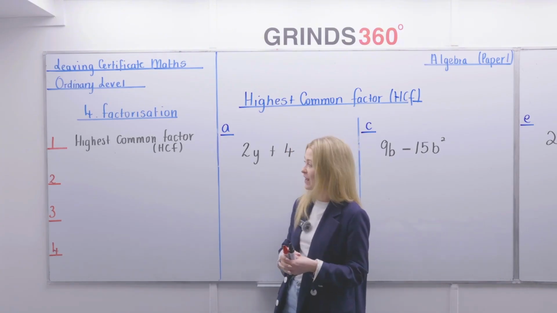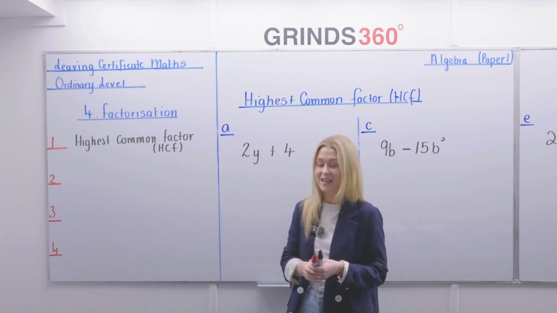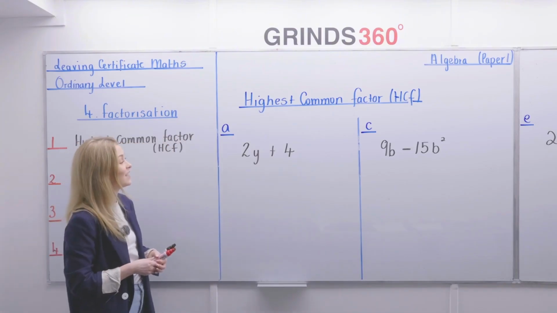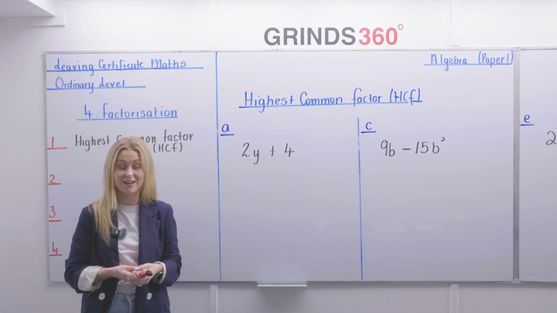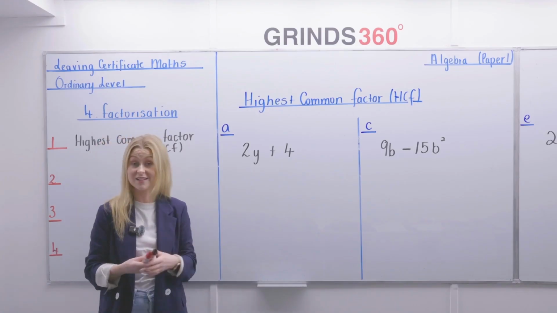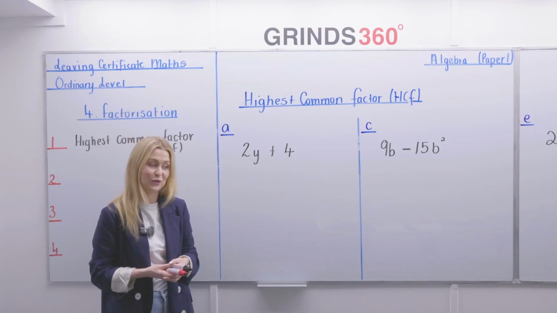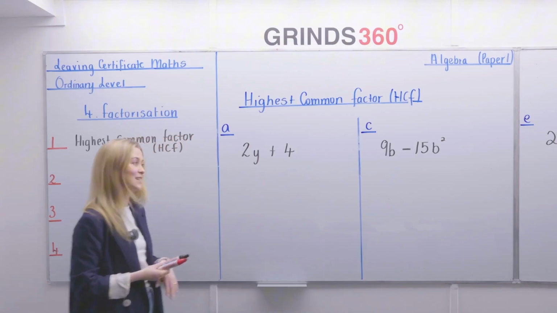Now there's 4 types of factorization. We're going to start off by focusing on highest common factor. Now, with highest common factor, typically speaking, there are 2 terms, as you'll see in all these examples here beside me. And it's actually the last type of factorization I would look at. I kind of go down through the other ones first, but it is the easiest one to do.